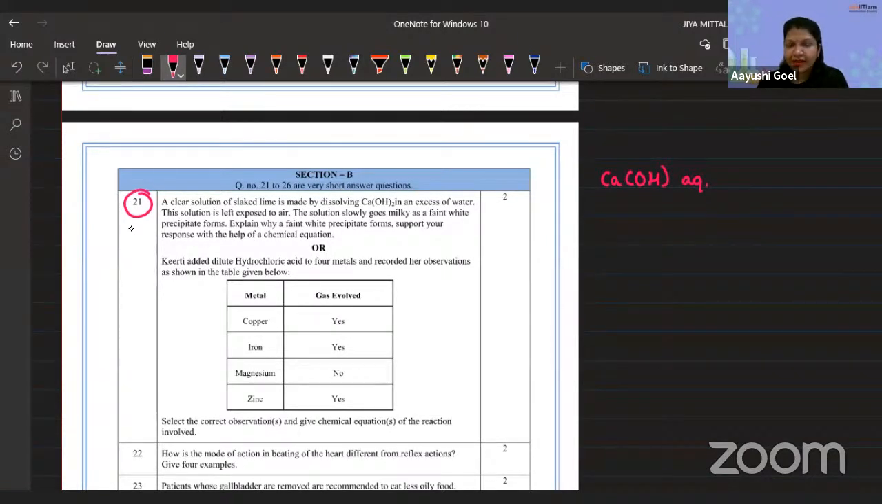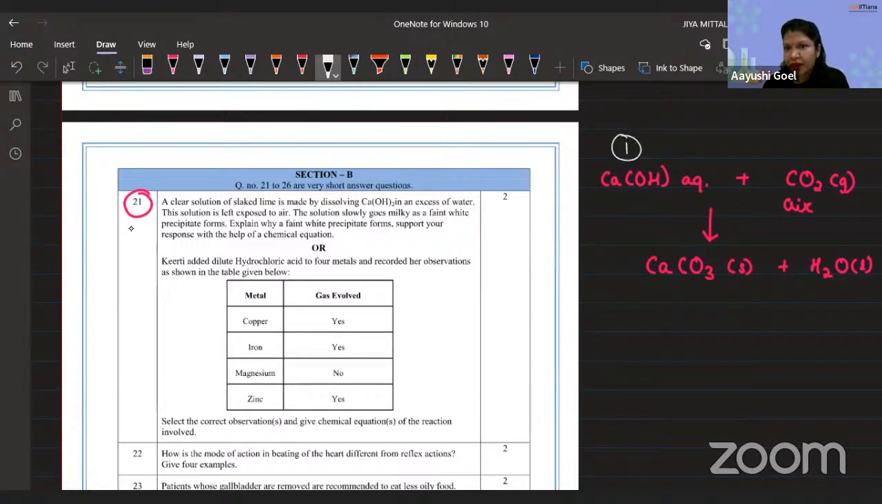And the next thing, it is exposed to the air, that is carbon dioxide gas, and it turns milky. Calcium carbonate solid plus water is formed. See, this we all know. If you write only this portion, you will get only 1 mark. It's a 2-mark question. You have to write according to the marks. So in this case, you need to write a sentence also.